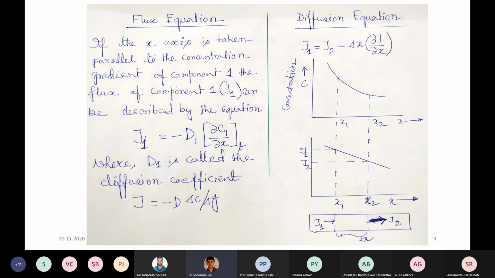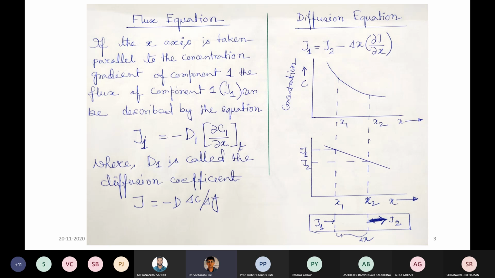Now we try to understand what the flux equation is, what the diffusion equation is, and how it correlates with Fick's first law of diffusion. It can be said that the flux across a given plane is proportional to the concentration gradient across that plane. If you put a plane perpendicular to the mass transfer, and take the x-axis parallel to the concentration gradient of component 1, and the flux of component 1 as capital G1, then, as you see in the slide, G1 equals minus D1 times del C1 by del x at a particular time.